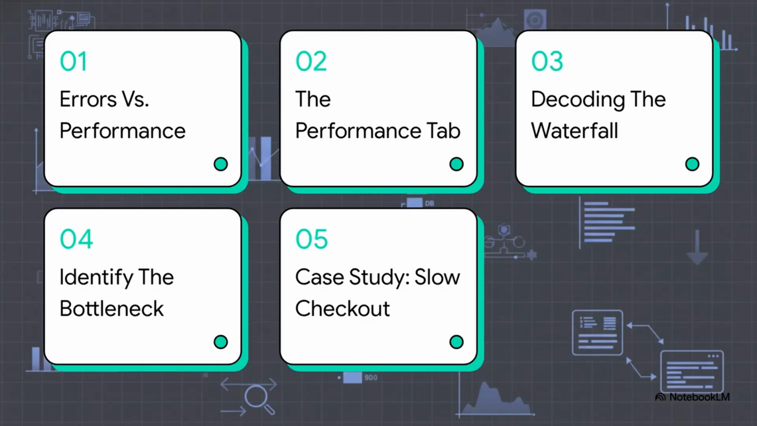Here's our game plan. First, errors versus performance. Second, the Performance tab. Third, decoding the waterfall view. Fourth, identifying the bottleneck. And finally, a real-world case study on a slow checkout.